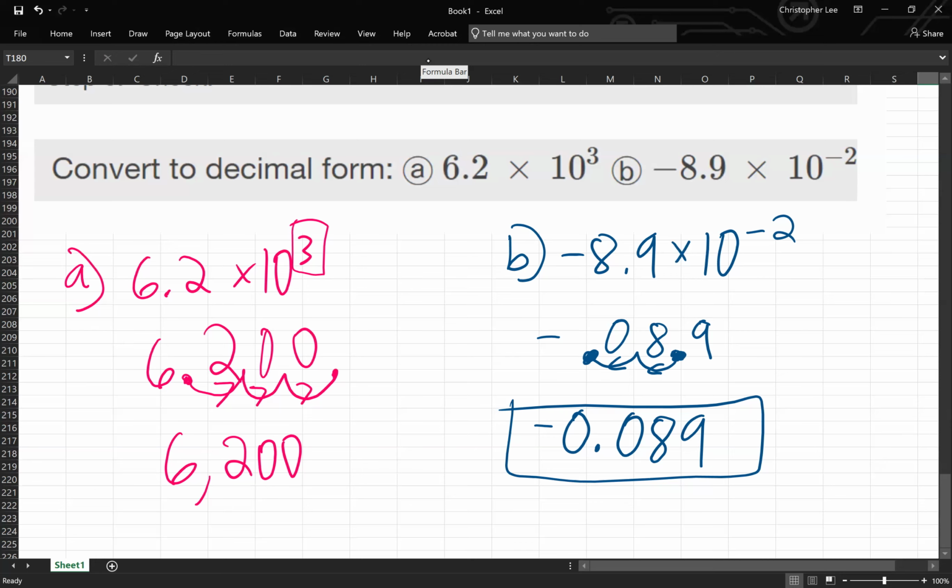I like to put those little arrows to show in which direction I'm moving the decimal. That's my suggestion to you guys. That'll make it a little bit easier. Want to do another one? All right, go ahead. To the right, yeah. It's bigger.